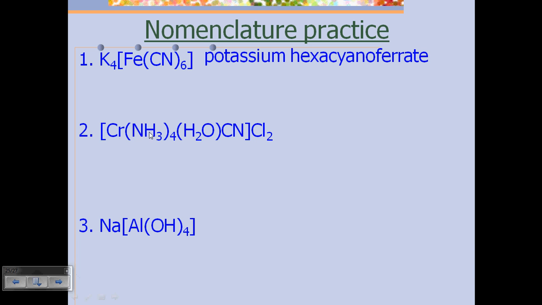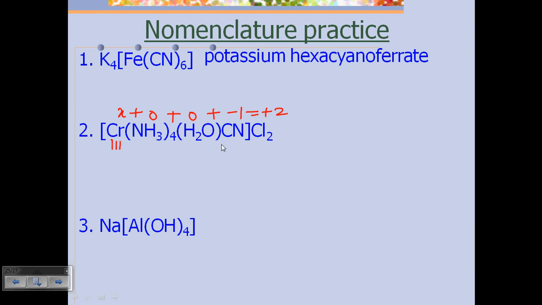Then here the cation is the complex, so you'll name all the ligands first, in alphabetical order. But before that, figure out the charge on chromium. You know ammonia has 0 charge. It's a neutral ligand. Water has 0 charge. Cyanide has -1, and the overall charge on this complex is +2 because it's attached to 2 chlorides. Each chloride is -1. So the charge on chromium is 3.